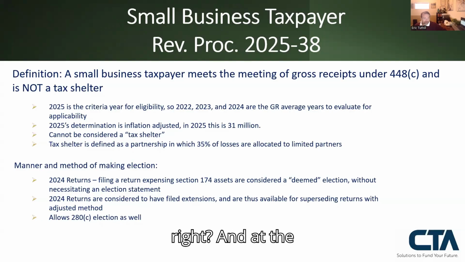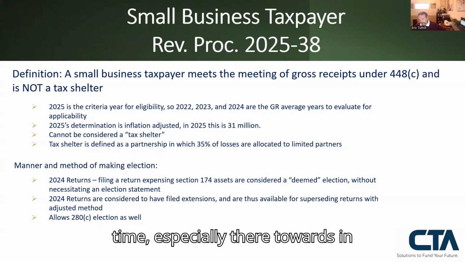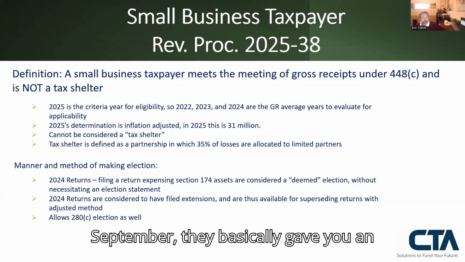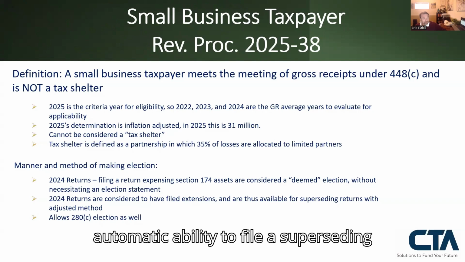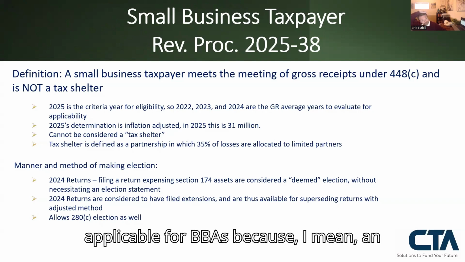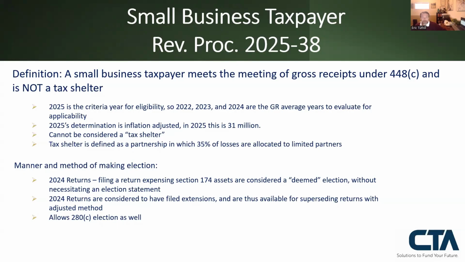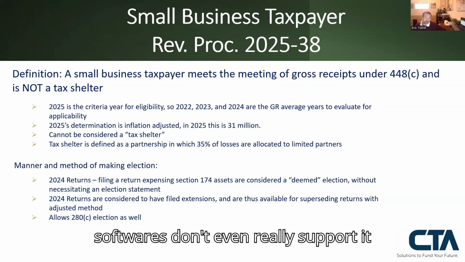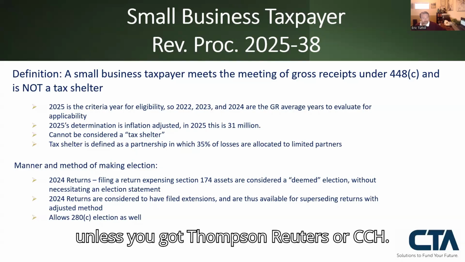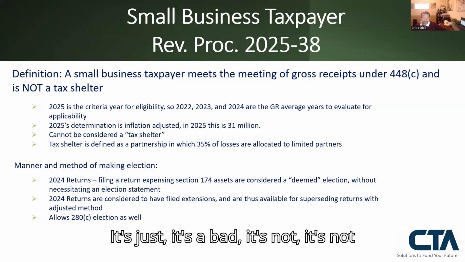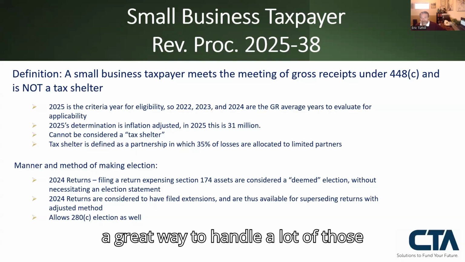Either, like I said, go back and amend 2025 or 2025/2026, right? And at the time, especially towards September, they basically gave you an automatic ability to file a superseding return, and that was especially applicable for BBAs because an AAR is a huge hassle, right? It's a huge hassle. Actually, most software doesn't even really support it unless you've got Thomson Reuters or CCH. It's not a great way to handle a lot of those things.